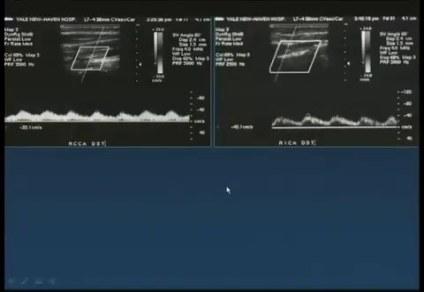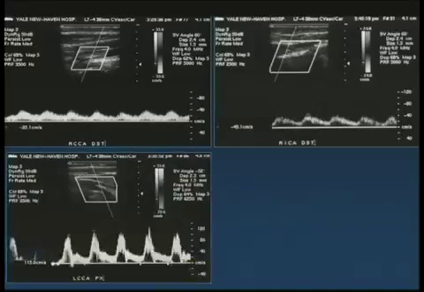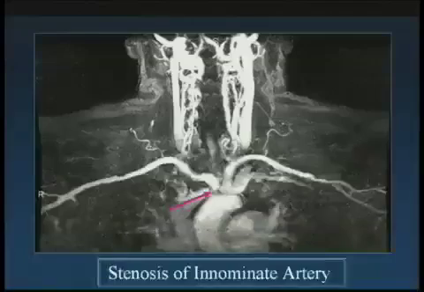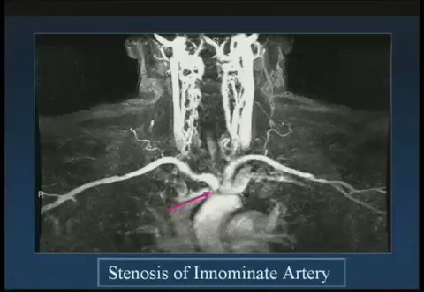How about this patient? There's tardus parvus in the right common, the right internal. You have a sharp upstroke on the left, and you have reverse flow in the right vertebral. So this lesion has to be proximal to the right vert, the right common, but it doesn't affect the left side. So you can tell this is going to be a stenosis at the origin of the right innominate artery.